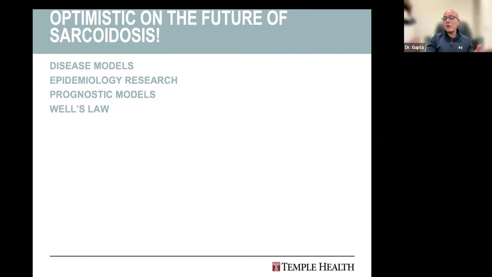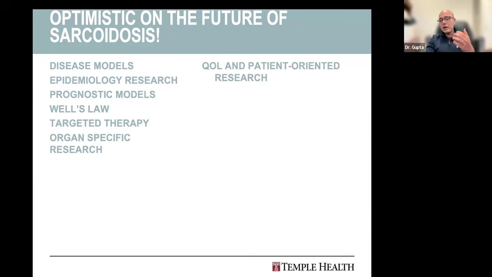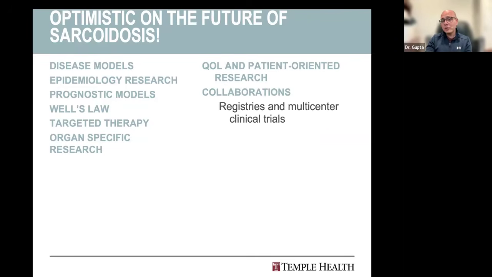formulated now. Wells law, which is that we only treat in those two settings which we talked about, targeted treatment in different types of settings. Organ specific research is ongoing, like cardiac, pulmonary, neuro. Quality of life and patient oriented research is really big right now, and we are trying to figure out what is important to you guys rather than us feeling that we are treating the disease. Collaborations, as we talked about, and the other societies are coming in to pitch in finally.